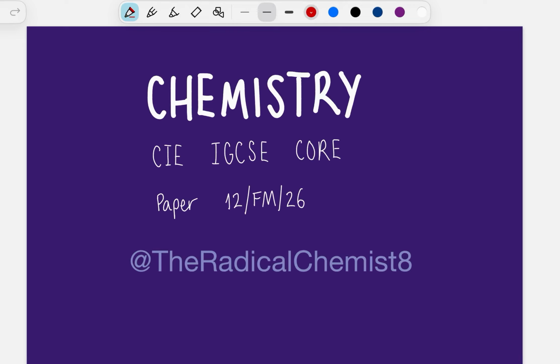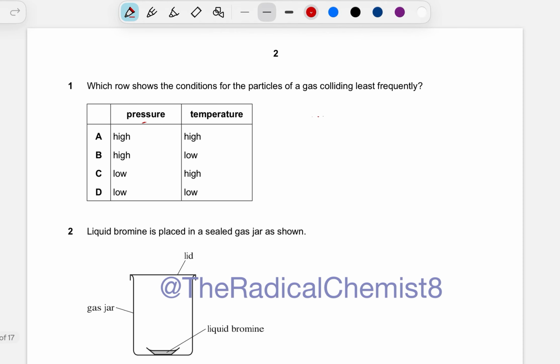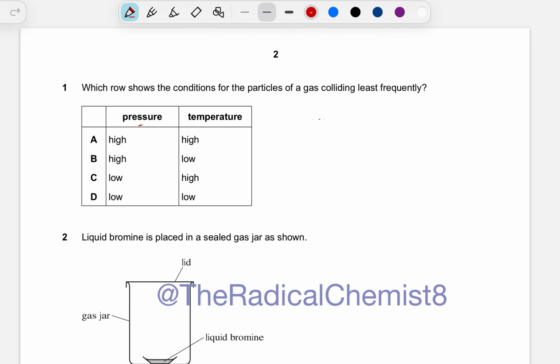Hi guys, today we're going to go through the IGCSE core paper 1 from February-March 2026 for CIE. The first question starts off with a question about solids, liquids and gases. Which row shows the conditions for the particles of a gas colliding least frequently?